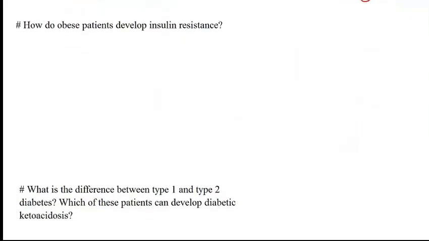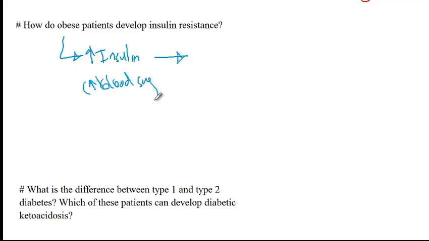How do obese patients develop insulin resistance? And then what's the difference between type 1 and type 2 diabetes? So in patients that are obese, there is increased production of insulin in order to compensate for elevated blood sugar, as a consequence of which, since there is now increased amount of insulin there, the number of insulin receptors decrease, and so now there would be insulin resistance.